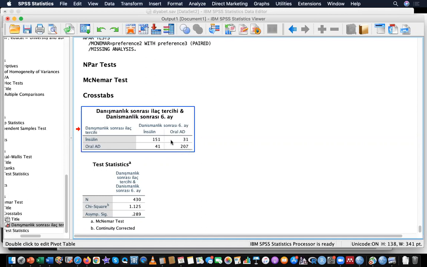So as you can imagine, those who make the difference are these two cells, 31 and 41. Do you agree with me? These 151 people, they didn't change their opinion. They used insulin in the beginning, they continue to use insulin. The 207 people here, they also didn't change their opinion. They continue to use oral antidiabetics. But this 31 and this 41 people, they made some change. So the comparison, my comparison, will be based on these two cells, right?